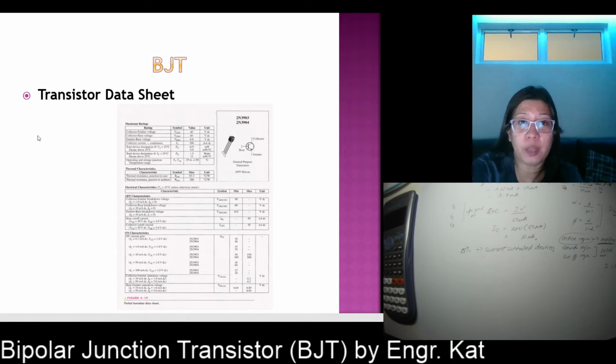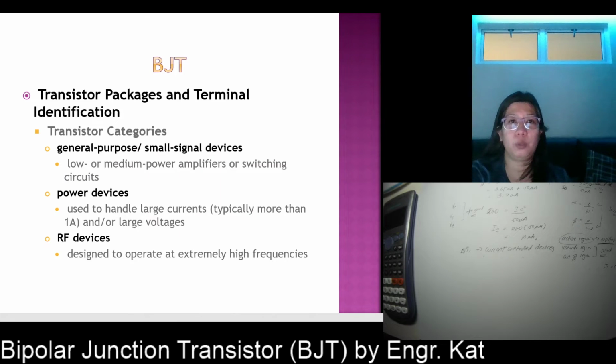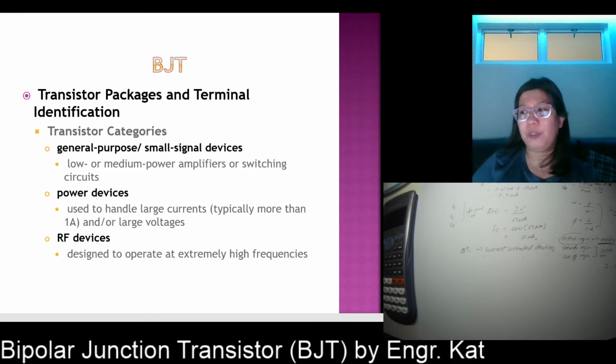So we have here the maximum ratings, those parameters mentioned earlier. It is written here, with a minimum and maximum value. Every time you make use of your transistor, you have to look at the transistor datasheet to make sure that you do not exceed the maximum values.